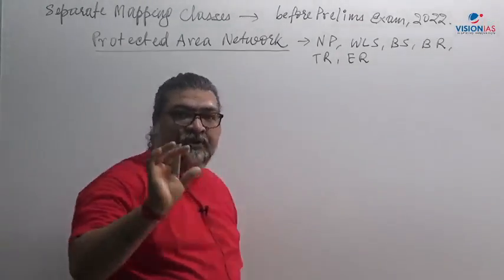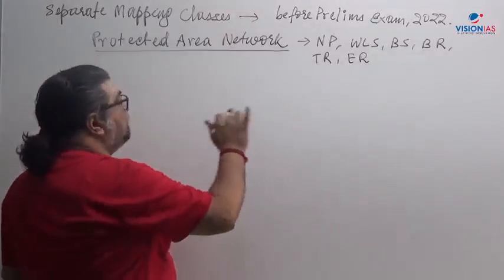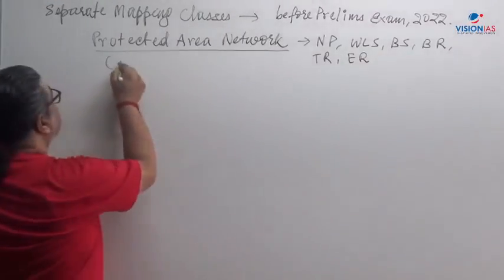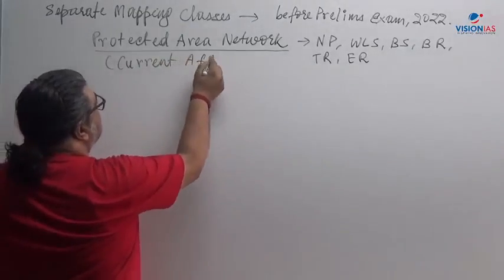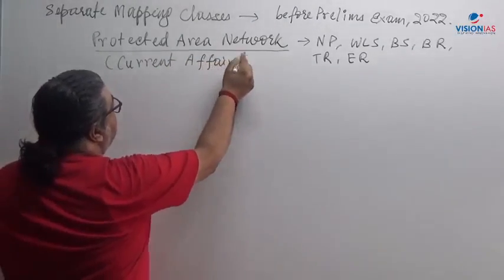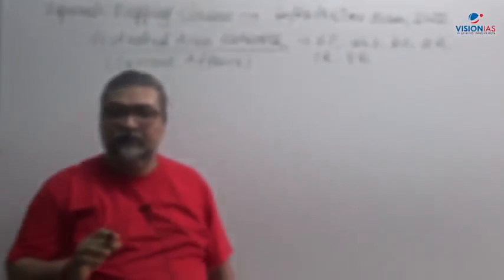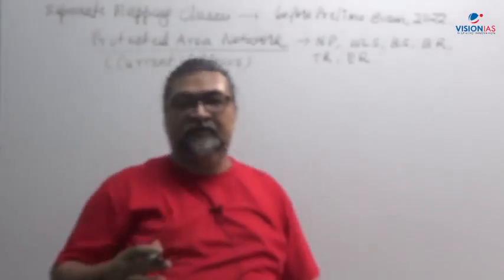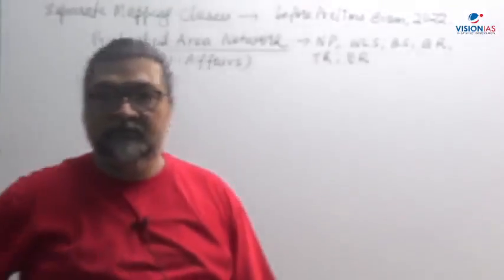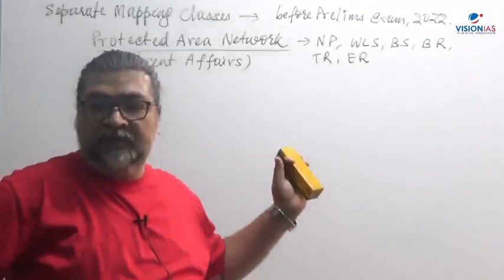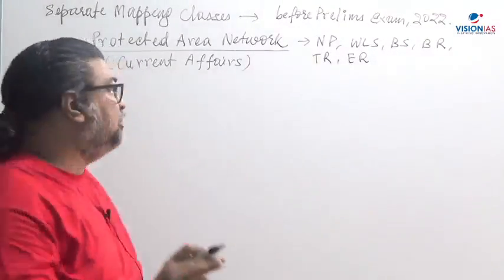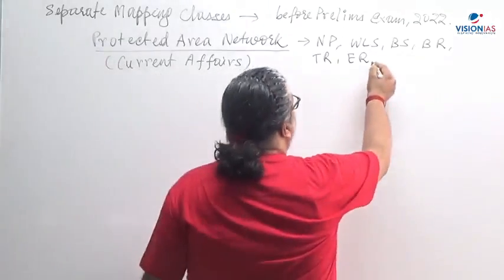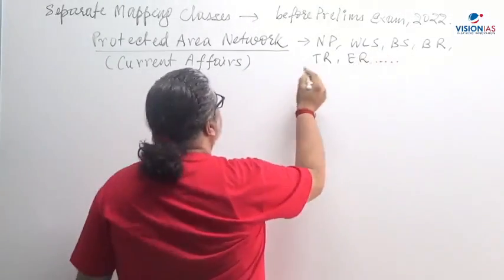So whenever you are reading about that, one aspect is the current aspect. When you read a newspaper, magazine or any other source, if any national park or sanctuary is a part of the current affairs, then it becomes important. If you see something from the current aspect, that becomes very important. At the same time, you have to link all these areas with geography.